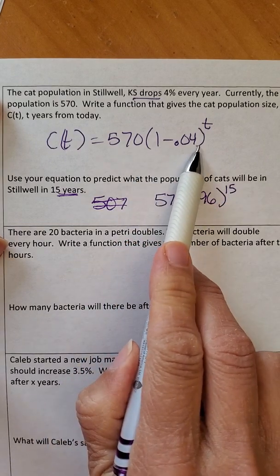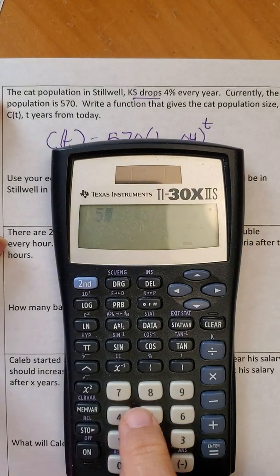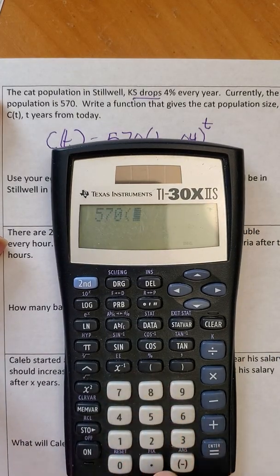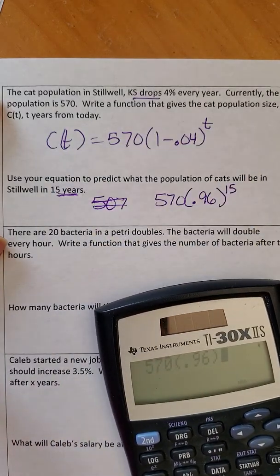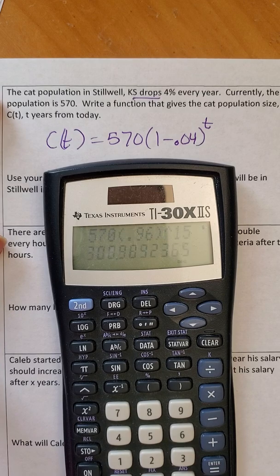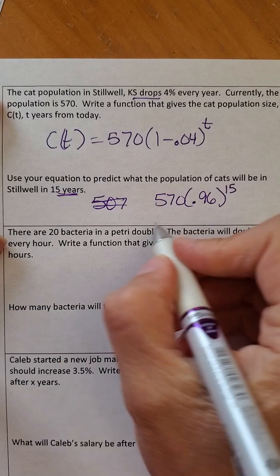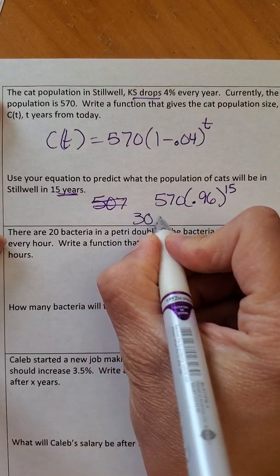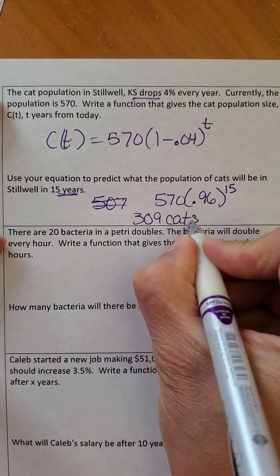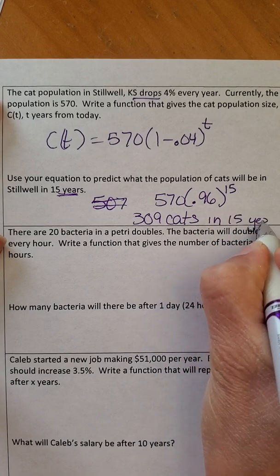$1 minus 4 cents is 96 cents. So we are going to take 570, and in parentheses, we're going to put 0.96. And we're going to take that to the 15th power. And we get 308.9. So we'll say we think there's going to be 309 cats. That's our prediction in 15 years in Stillwell, Kansas.